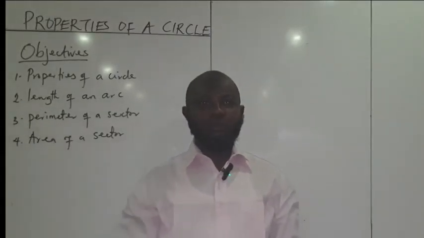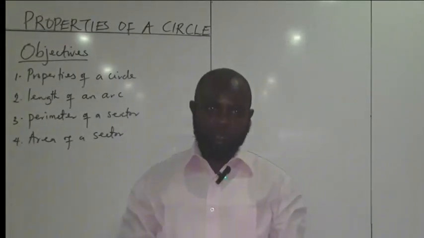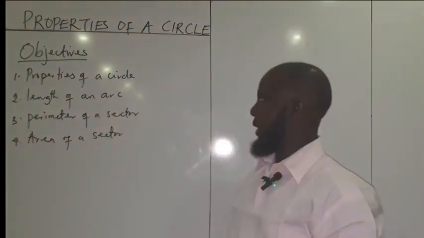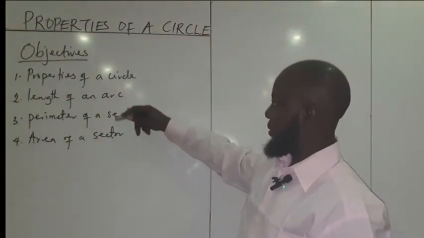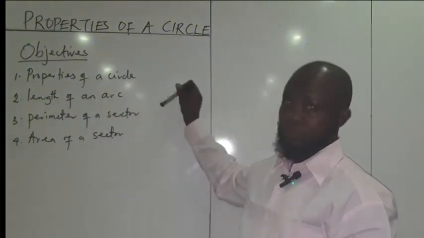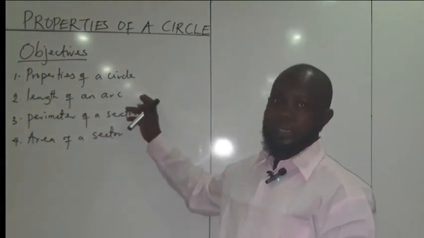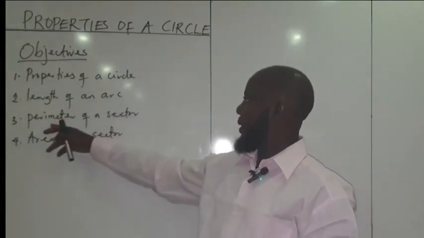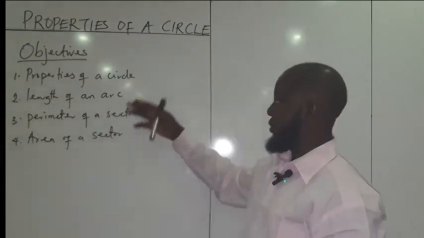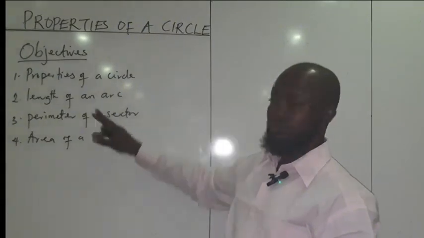In this class, we want to look at another concept, and that is circle. Let's look at properties of circles. Under this, we'll be looking at these objectives. Number one is that we're going to look at the properties of a circle. Then after that, we look at the formula for calculating length of an arc and its examples. Then look at perimeter of a circle and area of a circle. Then the next class will look at other aspects of properties of a circle that has to do with formula.